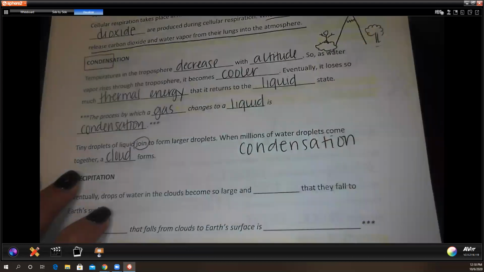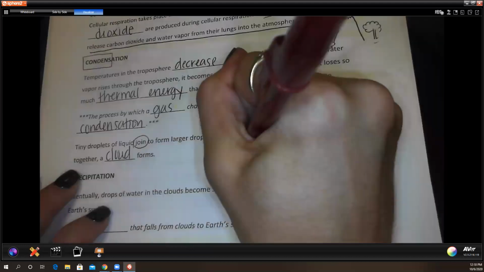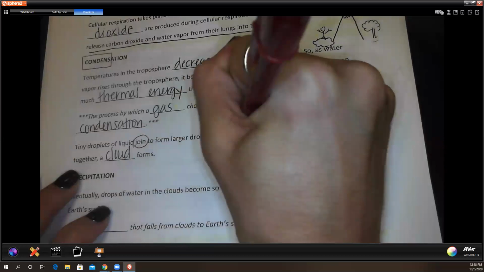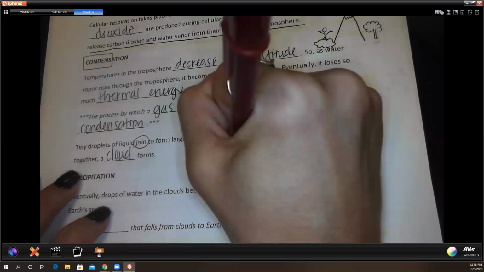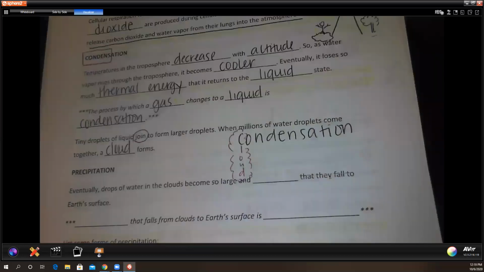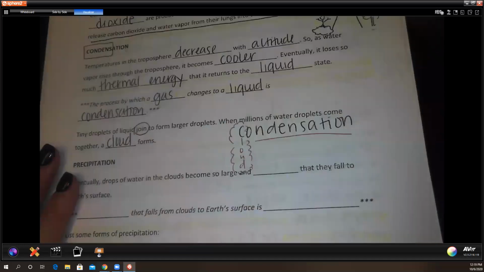Condensation, the C stands for cloud. The C in condensation stands for cloud. Look at that.